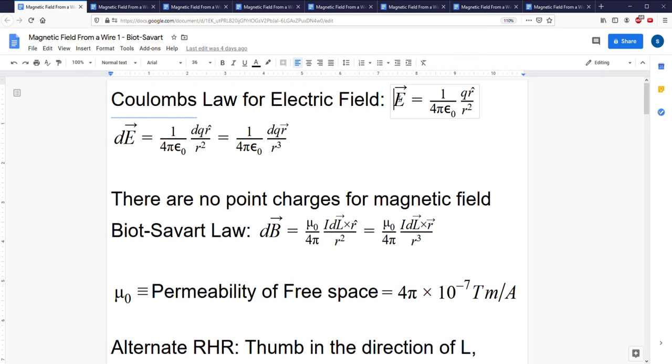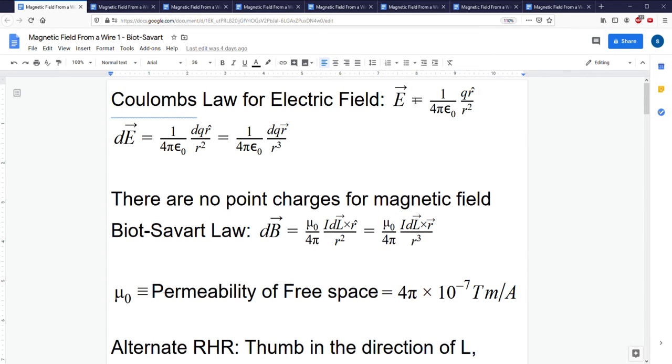Now, there's no point charge equivalent for magnetic field, and that's because current does not exist in a point. Current must flow along a line. So we are required to use the differential form.